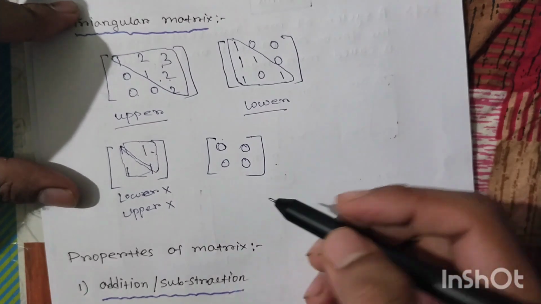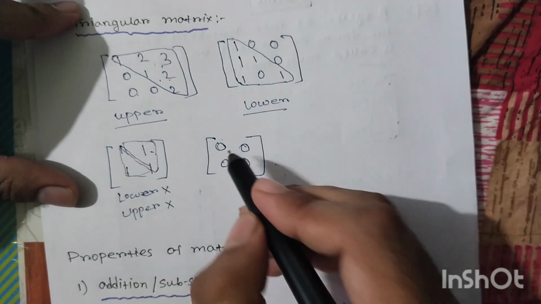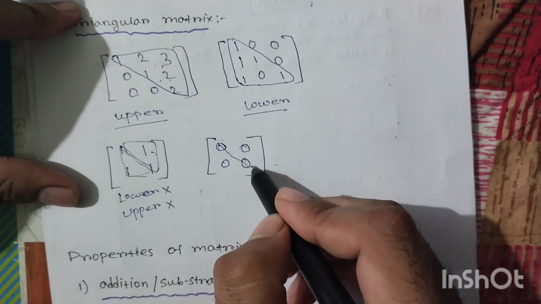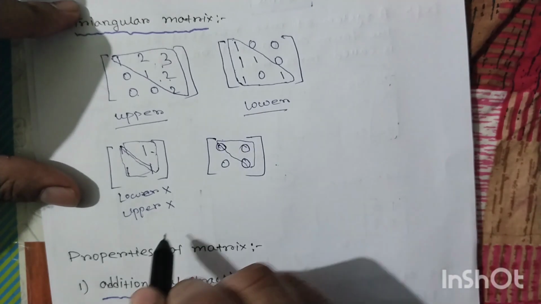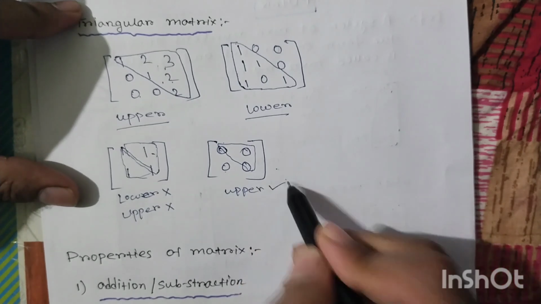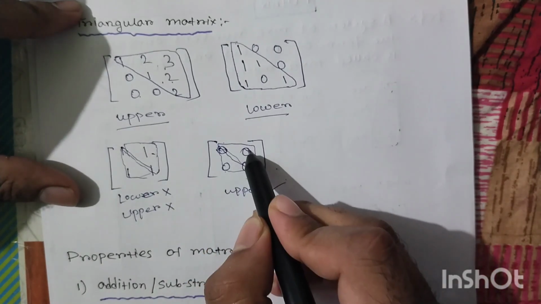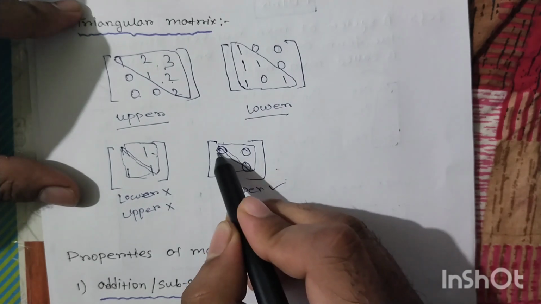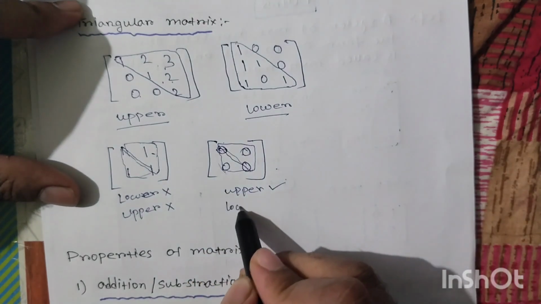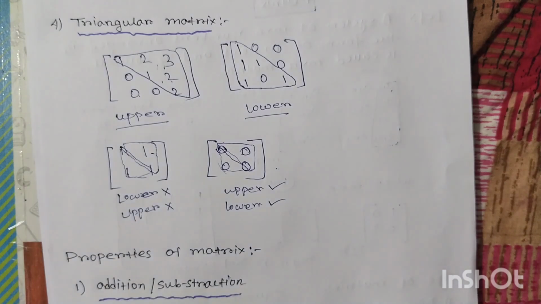This matrix is upper triangular and lower triangular also, because if you draw an upper triangle, the remaining part is 0, so this is upper triangular, and if you make a lower triangle, the remaining part is 0, so this is also a lower triangular matrix. So the zero matrix is also upper triangular and lower triangular.